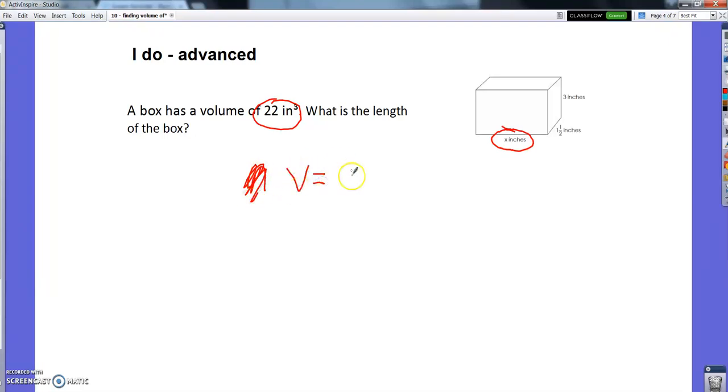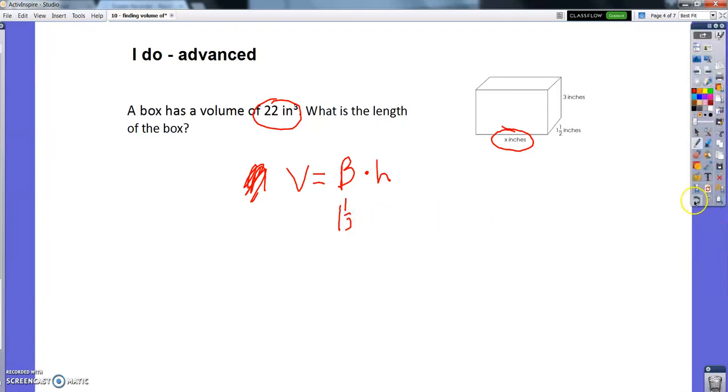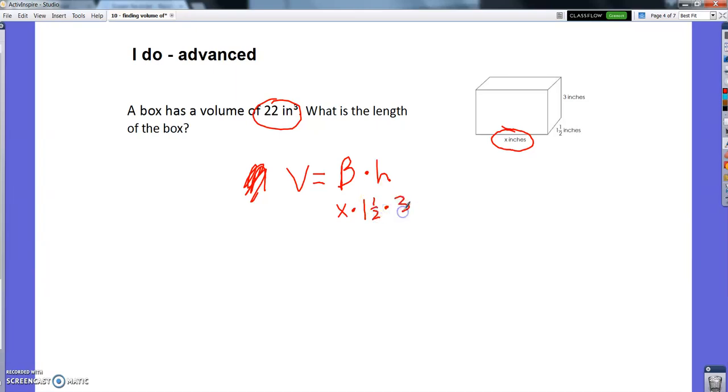So what I have here is my volume of this. Again, it is the area of the base times the height. And so the area of the base is going to be length times width of the base. So I've got basically it's 1.5. Let's go x first. So it's a length of x times a width of 1.5 times a height of 3 to find the volume. And I know the volume here. They give it to me, right? So it's 22.